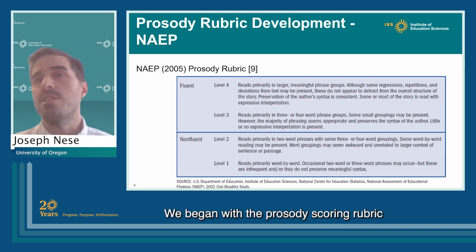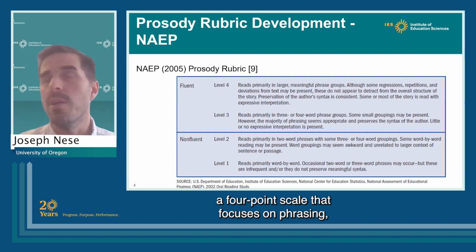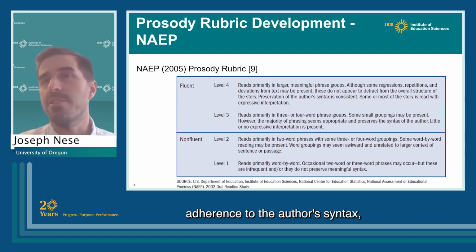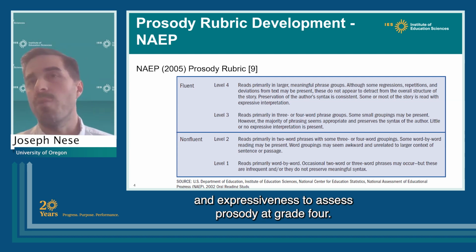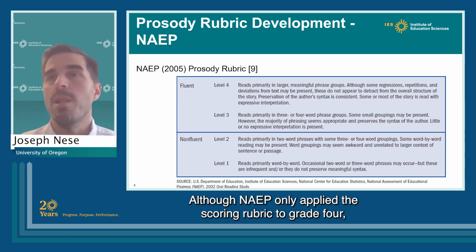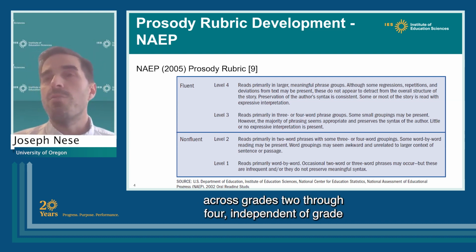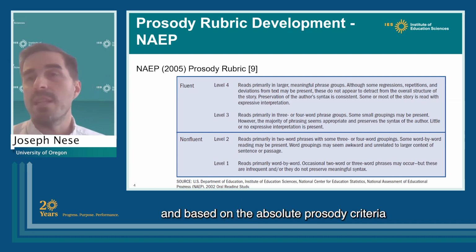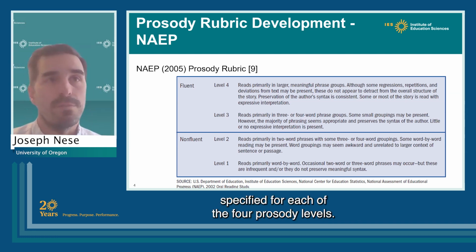We began with the prosody scoring rubric developed by NAEP in 2005, a 4-point scale that focuses on phrasing, adherence to the author's syntax, and expressiveness to assess prosody at grade 4. Although NAEP only applied the scoring rubric to grade 4, our research team made the decision to use the rubric across grades 2 through 4, independent of grade and based on the absolute prosody criteria specified for each of the 4 prosody levels.